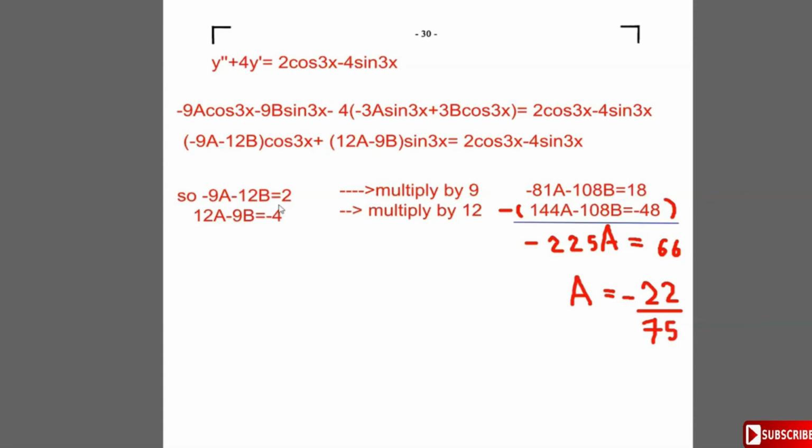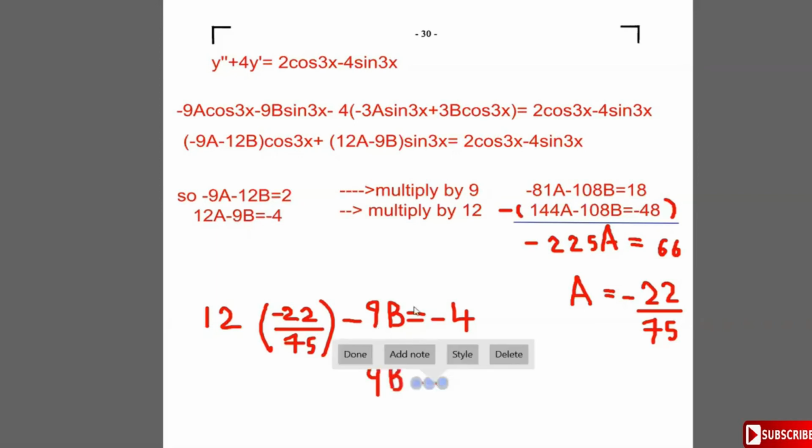If that's what we're getting for A, we can find what B is now. We can sub in A anywhere here. So we're going to get 12 times A minus 9 times B, that's equal to negative 4. Can bring over. And so we get 9 times B is equal to bring over the 4, it's 4 plus whatever is all of this. 12 times minus 22 divided by 75, which is 4 plus minus 3.52.